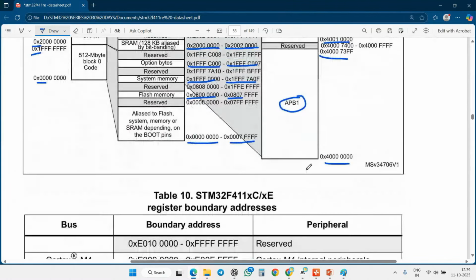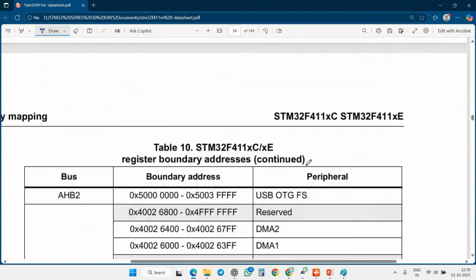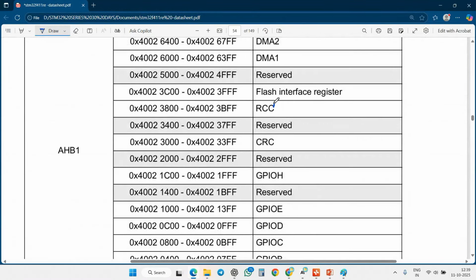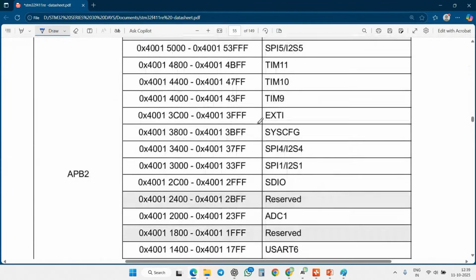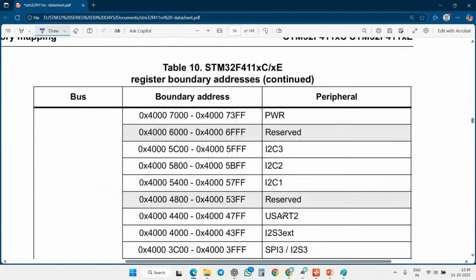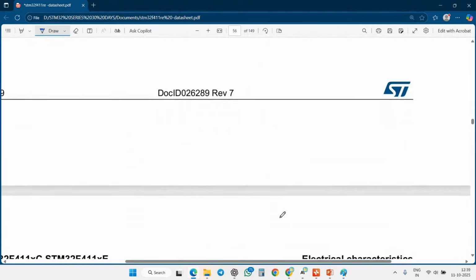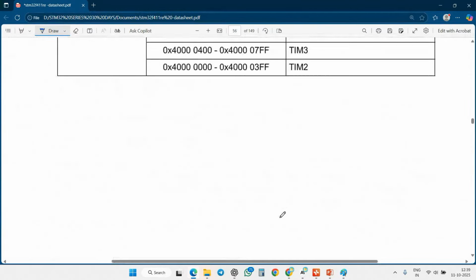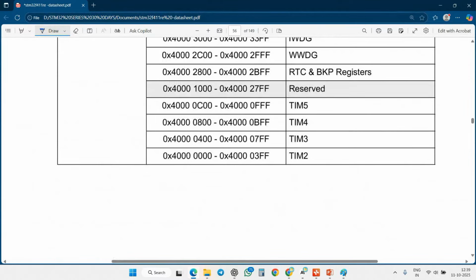Okay. If you want to know each and every peripheral's boundary address, you're going to look at this. If you're taking RCC, this is the boundary address. If you are taking GPIO-H, this is the boundary address. GPIO-E, this is the boundary address. For each and every peripheral, we have a specific boundary address. That is called memory organization. If you just see this concept, each and every peripheral has an individual address.